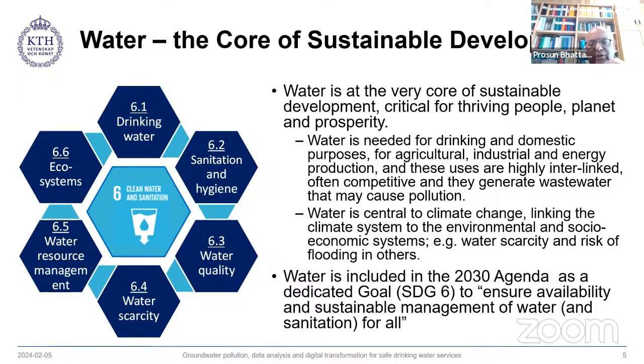6.1 is, of course, drinking water. When we talk about drinking water, we integrate the sanitation and hygiene aspects, because when we talk about sanitation and hygiene, we always talk about microbial contamination, which is one of the largest challenges globally in water systems. When you talk about drinking water, we have water scarcity on one side, and we also have water dependency of the various ecosystems where we live.